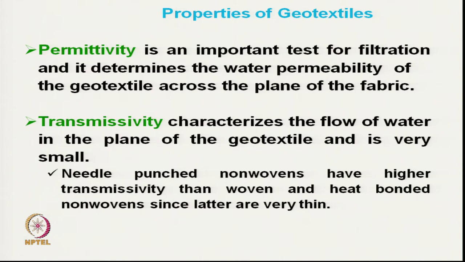Permittivity is the characteristic which is important for filtration application, or the amount of water or fluid passing across the plane. Transmissivity is the characteristic which is used for drainage application. It characterizes the flow of water along the plane. Needle punched nonwoven have higher transmissivity than woven and heat bonded nonwovens, because they are thick in structure. So, needle punch nonwoven fabrics are therefore used for drainage application.